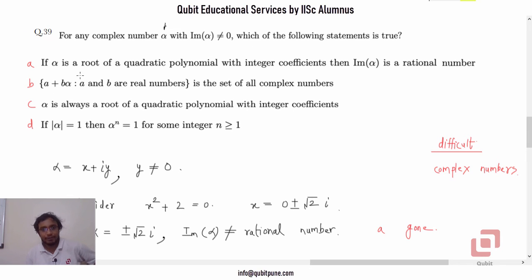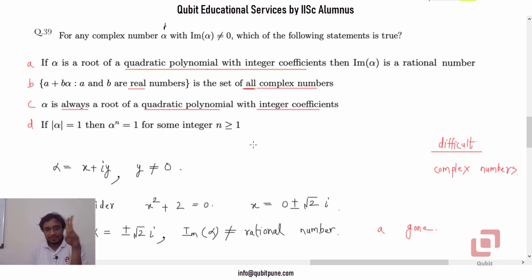Option A. If alpha is a root of a quadratic polynomial with integer coefficients, then the imaginary part of alpha is a rational number. Option B. The set of all the numbers a plus b alpha, where a and b are real numbers, is the set of all complex numbers. Option C. Alpha is always a root of a quadratic polynomial with integer coefficients. And option D. If mod of alpha is 1, then alpha raised to n is equal to 1 for some integer n greater than or equal to 1.